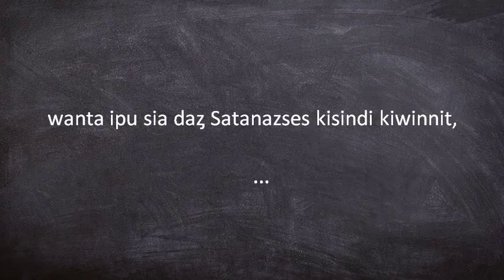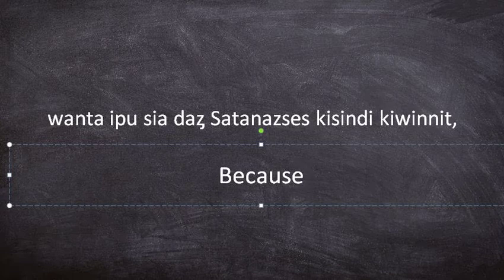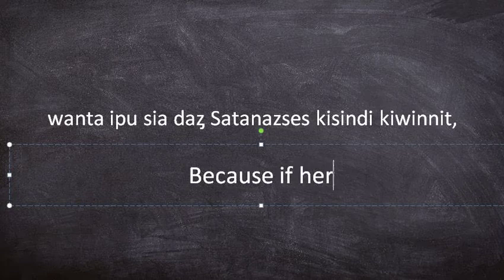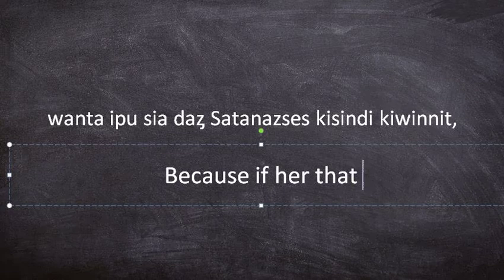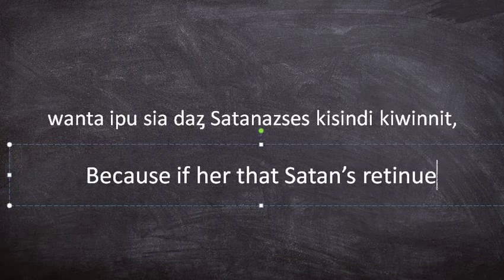let's move on. Okay, wanta ipu sia das Satanases kisindi kiwinnit. Okay, so what is being said here? We have wanta, which means because or since, and we got ipu, which means if, and then we have, this is where it gets a little complex. Sia, in this context, is the accusative singular feminine, again referring to the soul, because soul is feminine. It's her, and then we got das, that, and then we got Satan's kisindi, which means like retinue, referring to a group of people that associates or advisors, basically Satan's men, right?